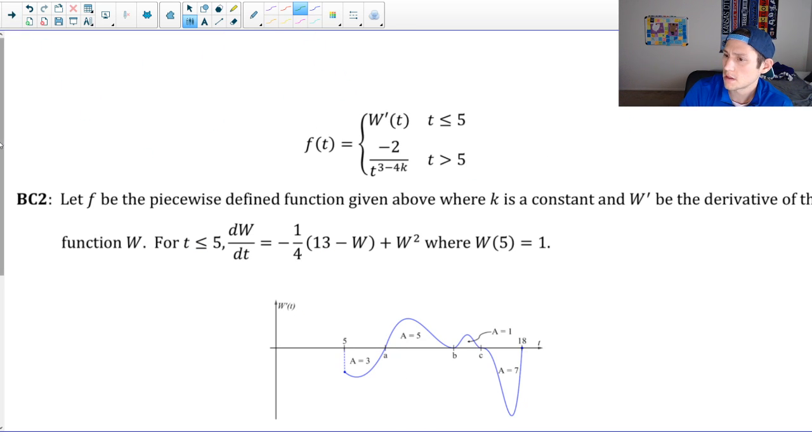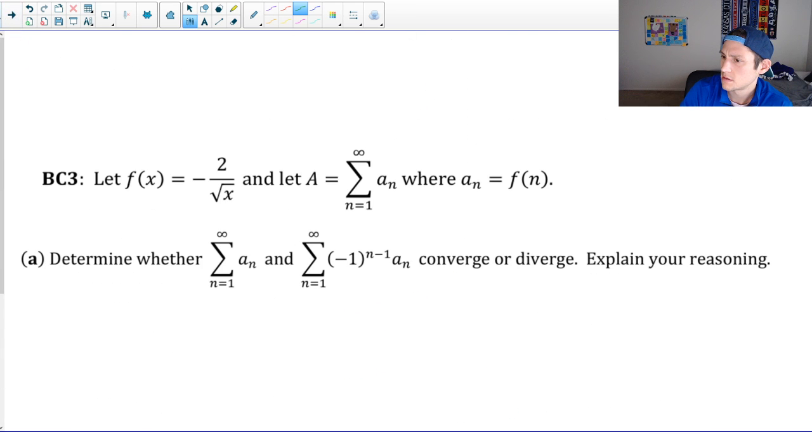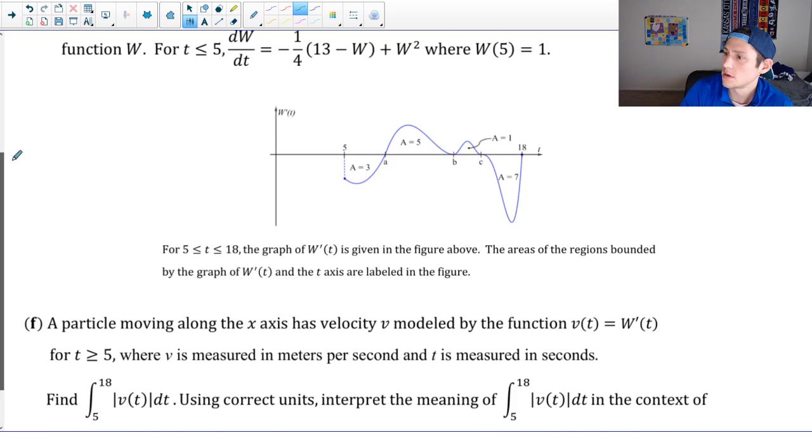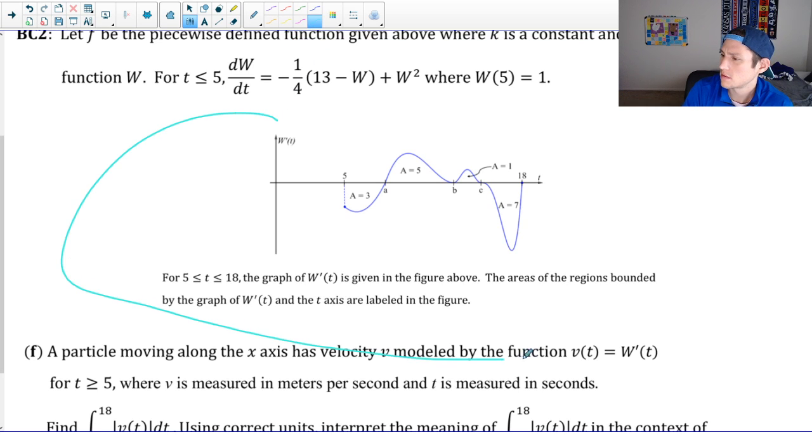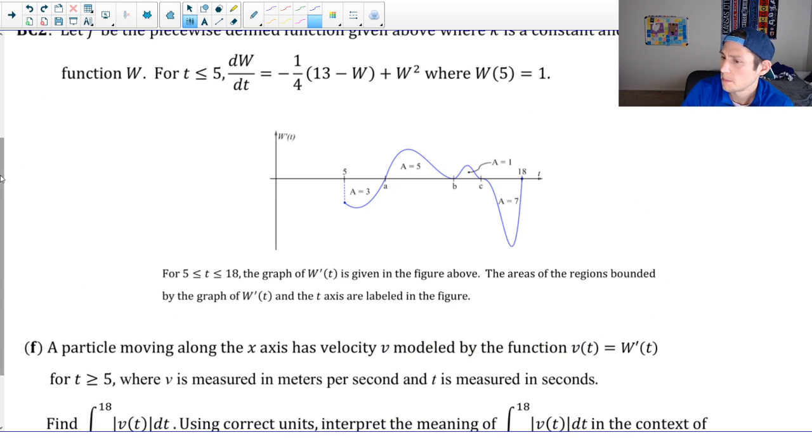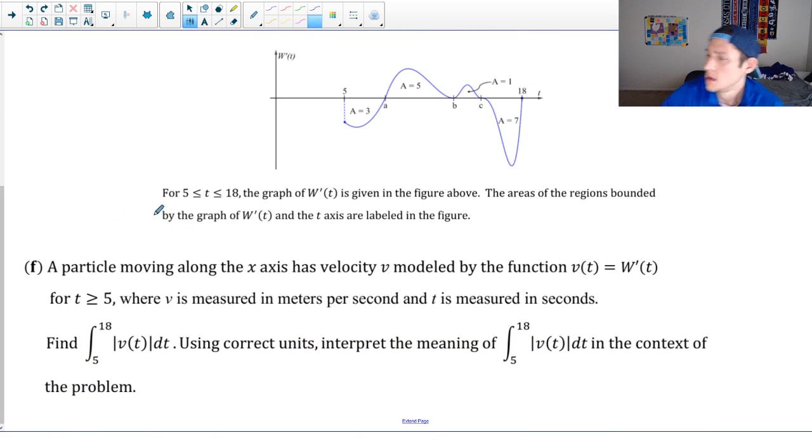Okay, last one I think for today, F. Yeah. Part F. So again on part F, on your file, this is not here. Sorry. A particle moving along the x-axis has velocity v modeled by the function v is w prime. V equals w prime. Okay, so v is w prime. So up here, my graph is of w prime, which actually means my graph is also of v. Those are the same thing. For t greater than or equal to 5, v is measured in meters per second. Great.